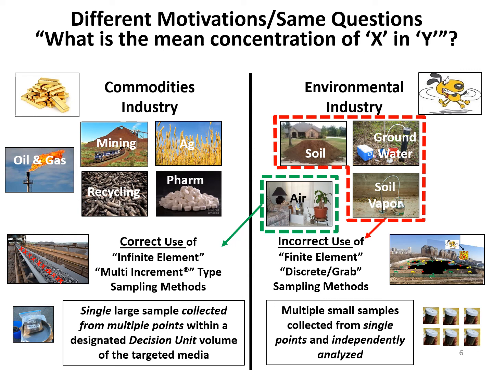In testing of soil, groundwater, soil vapor, things like this, there's been an ongoing incorrect use of what's referred to as finite element or discrete grab sampling methods. In this case, multiple small samples of the media are collected from single points and then independently analyzed. And this can cause a lot of problems, as we'll discuss here in a few minutes.